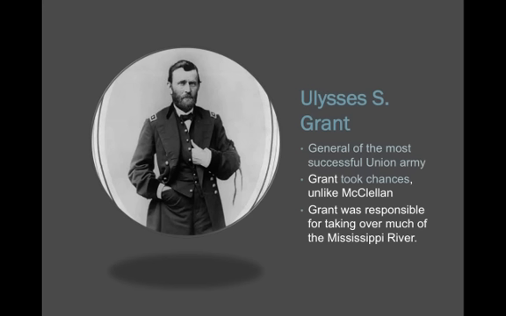We've spent most of our time in this unit talking about Robert E. Lee and his successes in the South, and now we're going to move to the most successful general of the Union Army, Ulysses S. Grant. He was unlike McClellan, who was general during Antietam, and took a lot of chances, which ended up working in the Union's favor. He was responsible for taking over much of the Mississippi River in order to control it for the Union's favor as well. Ulysses S. Grant will become president after Lincoln's predecessor, Andrew Johnson, and he'll be known as being a very controversial person, but a very strong military figure.